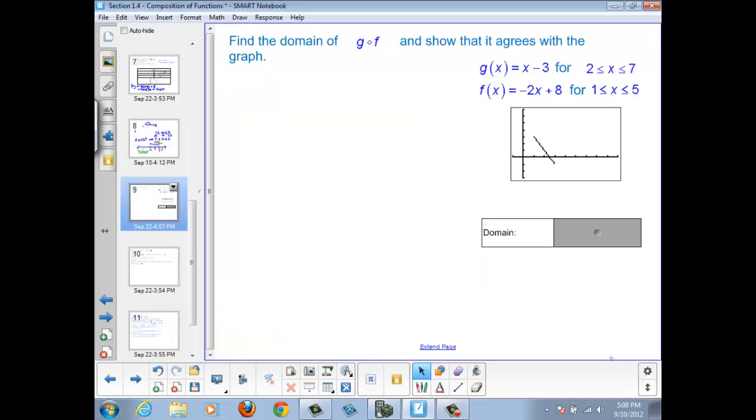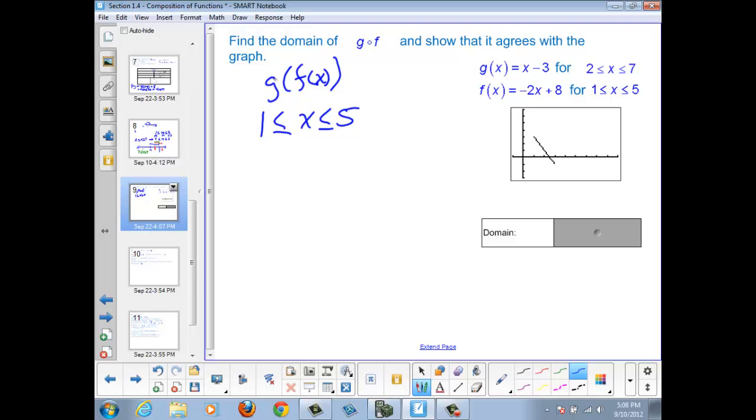Let's try that same process for g composite f. And remember, we start with the inside function. So I'm looking for g of f of x, the domain. So the first thing that has to happen is that I have to be able to plug a number into f. So x must be between 1 and 5, or I can't get started. Now the second step is that my answer from f has to be between 2 and 7, the domain restrictions on g.